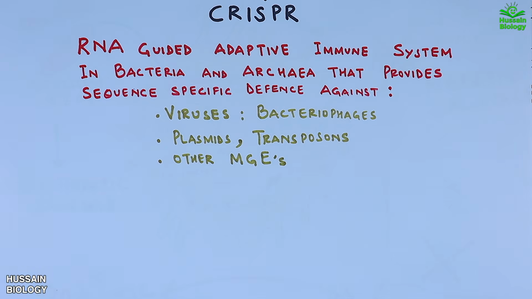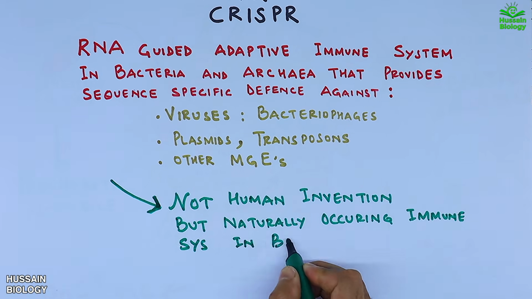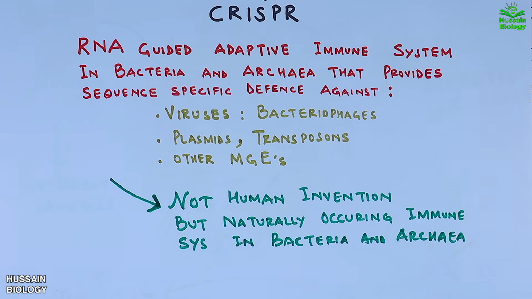So essentially, bacteria have their own immune system that can recognize specific genetic sequences and defend themselves against these invading elements. And importantly, CRISPR is not a human invention. This is a naturally occurring immune system that evolved in bacteria and archaea. Scientists later discovered this system and learned how to harness it for applications such as gene editing.